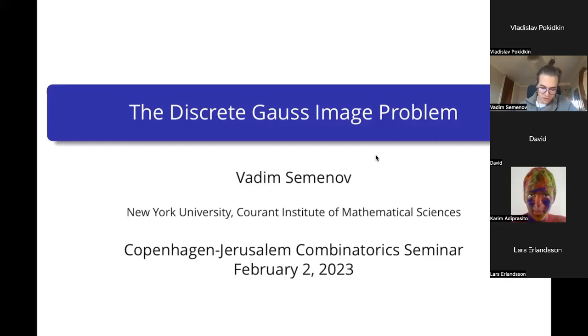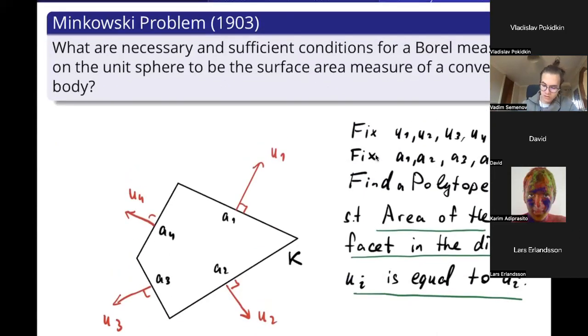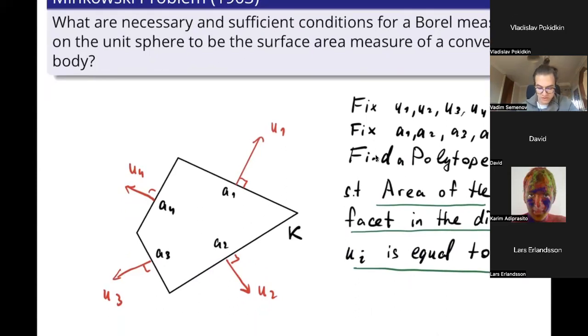Okay, so let me start with the Minkowski problem, which is, I guess, the beginning of all of these different variations of Minkowski problems. The Minkowski problem asks what are necessary and sufficient conditions for a Borel measure on the unit sphere to be the surface area measure of a convex body. And because this is a discrete seminar, I will try to be as discrete and combinatorial as possible. So this problem asks for the following.